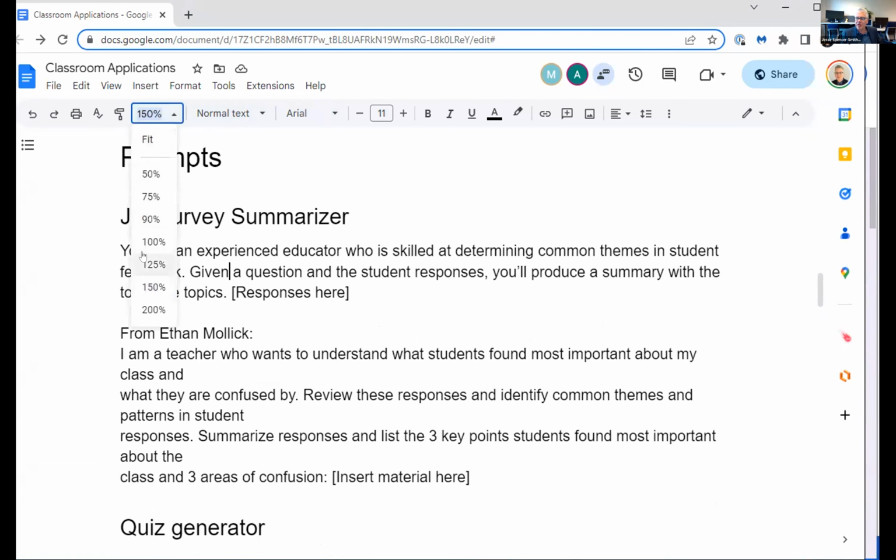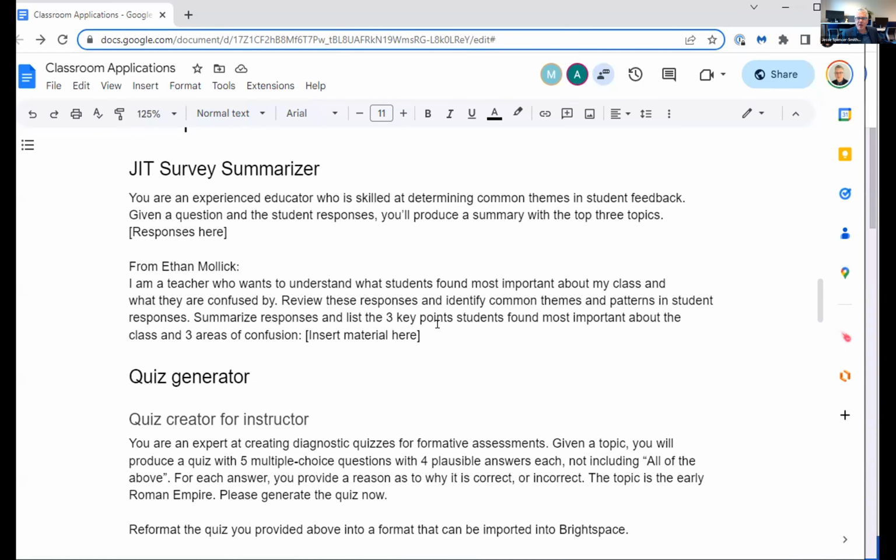Ethan Malik, and I'll be sending you a link to some of his stuff, has written some terrific things on using ChatGPT and GPT-4. This is his prompt. "I'm a teacher who wants to understand what students found most important about my class." So in one, I'm giving a persona. In his, he's giving context. Both tend to work really quite well.